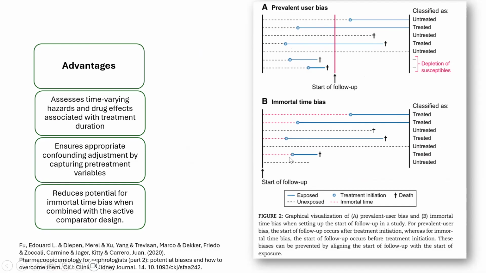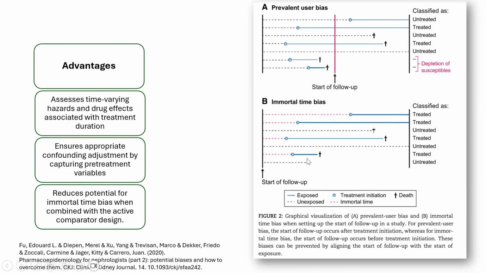Then there is another kind of bias, which is called immortal time bias. Unlike prevalent user bias, where you sometimes start the follow-up after the patient has started the treatment, in immortal time bias we start the follow-up much before the patient actually starts the treatment. So for this, patient number 1 will be classified as treated. Patient number 2 is also classified as treated. Patient number 3 is an untreated patient who has died. Patient number 4 is also treated, and he also has an adverse effect, death. Patient number 5 is untreated.